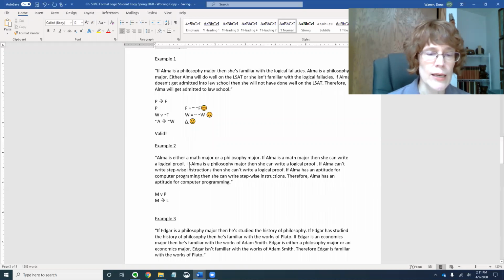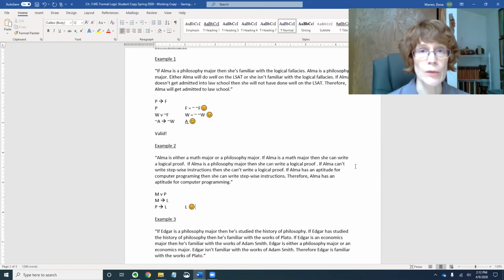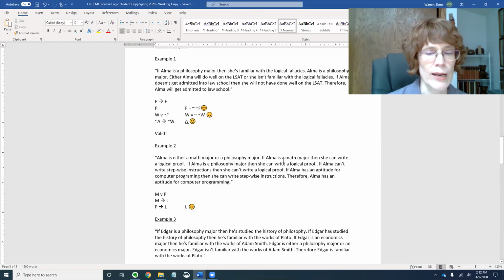The next claim, if Alma is a philosophy major, then she can write a logical proof. So if she's a philosophy major, then she can write a logical proof, which is L. And now I can conclude something, right? Because I've said either M or P, if M then L, if P then L, so L either way. That gives me L. And that happens to be simple dilemma, but more important than knowing the name is knowing that it's valid.